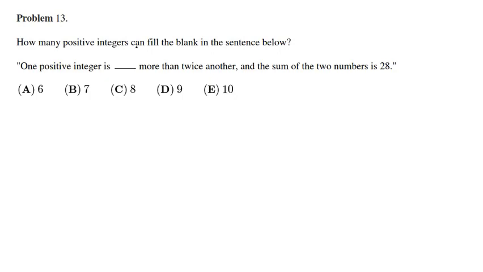Problem number 13. How many positive integers can fill the blank in the sentence below? One positive integer is blank more than twice another, and the sum of the two numbers is 28. Okay, so consider that a plus b is 28, and one positive integer is more than twice another. It is, for example, a is greater, and you say, okay, because a is greater, suppose it is a, so it can be what? In the first case, it's, for example, 15, and it is what? So here, if you consider 15, then it will be 13, and if you consider twice, it is not something more than twice, and you should place positive integer.